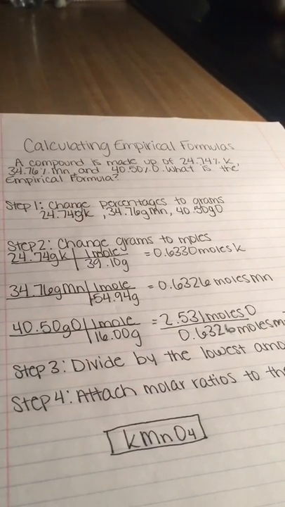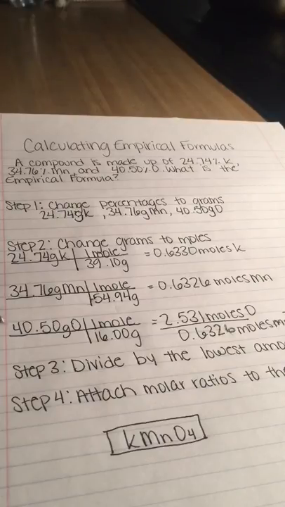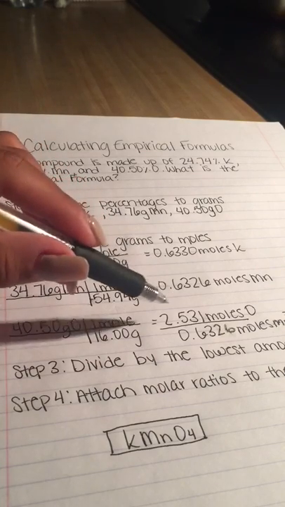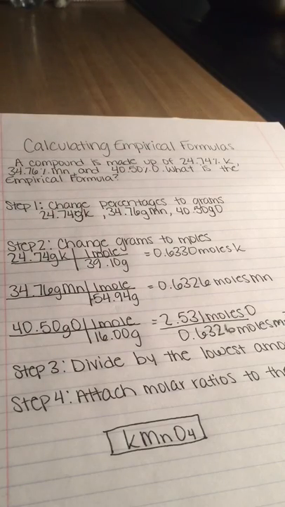Now for the third one. We're going to take 40.50 grams of oxygen, find the molar mass for oxygen, which is 16. After we find the molar mass, we divide 40.50 grams of oxygen divided by 16, which you should come out to 2.531 moles of oxygen.